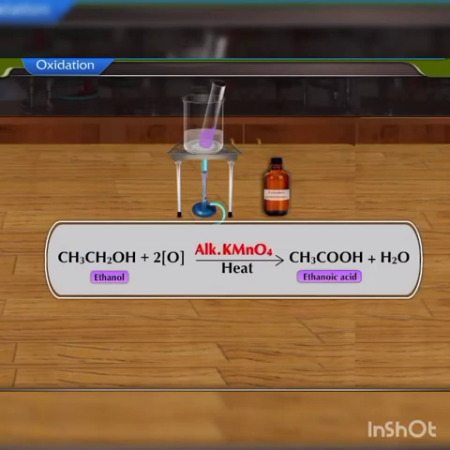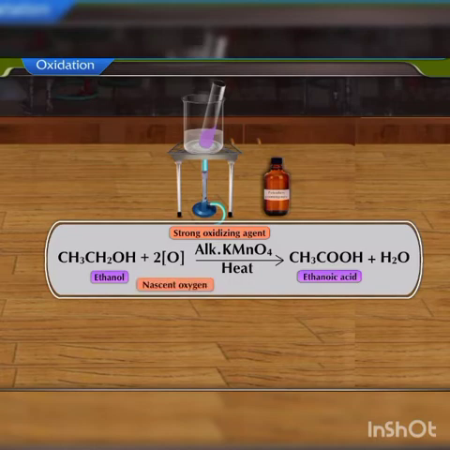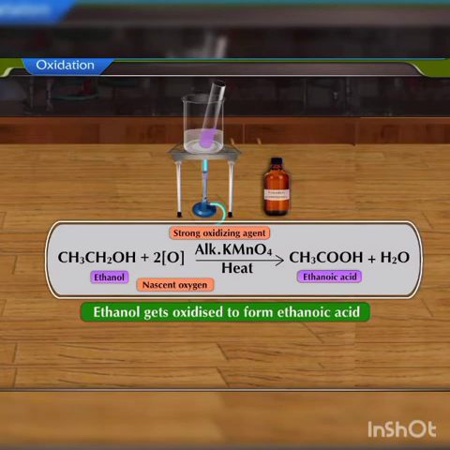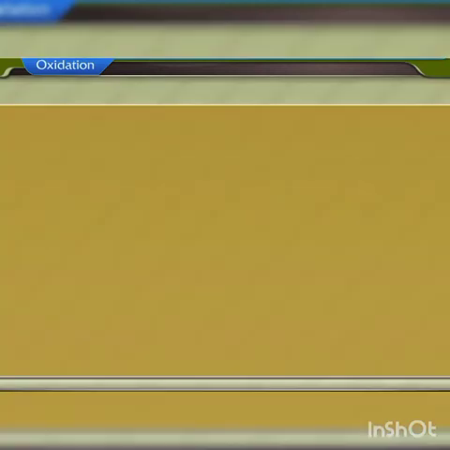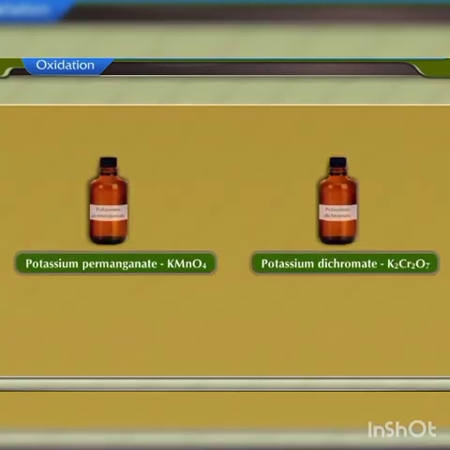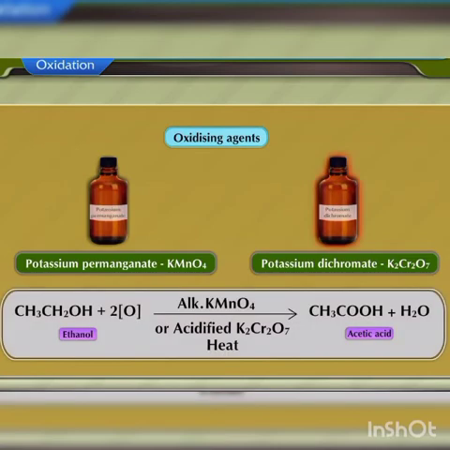Alkaline potassium permanganate, being a strong oxidizing agent, provides nascent oxygen for oxidizing substances. In this reaction, ethanol gets oxidized to form ethanoic acid. Once ethanol is oxidized, the excess potassium permanganate gives a purple color to the solution. Reagents which provide nascent oxygen are called oxidizing agents. Acidified potassium dichromate can also act as an oxidizing agent and can oxidize alcohols to acids.